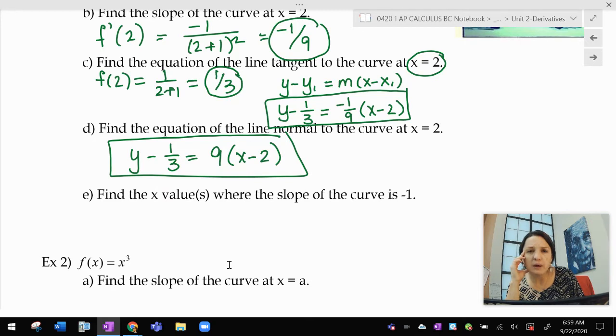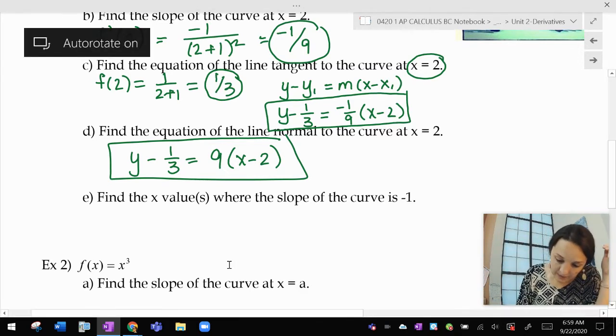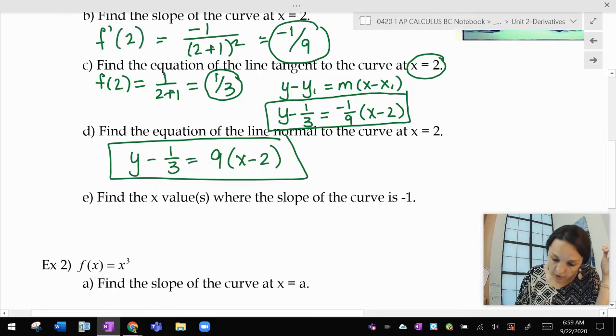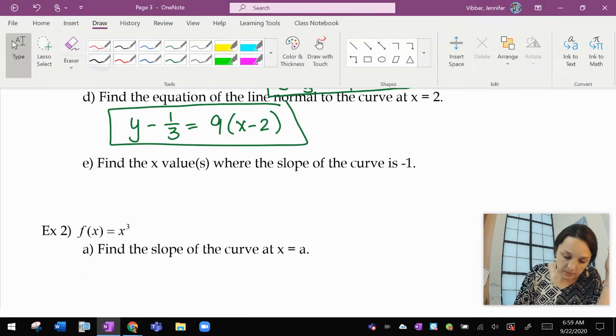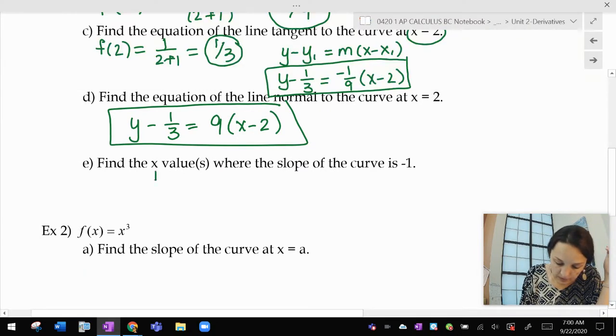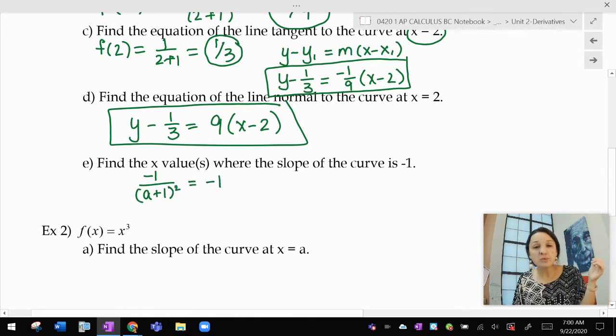Not so sure about that. Well, I am sure, I'm thinking. But if I wanted to figure out when the slope was negative 1, the slope comes from the derivative. Oh, I just want to know when the derivative equals negative 1. So I'm going to take that derivative, which was what now? Negative 1 over a plus 1 squared. And I'm going to set that equal to negative 1.